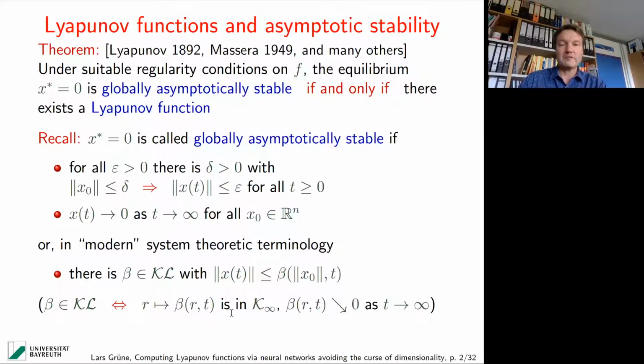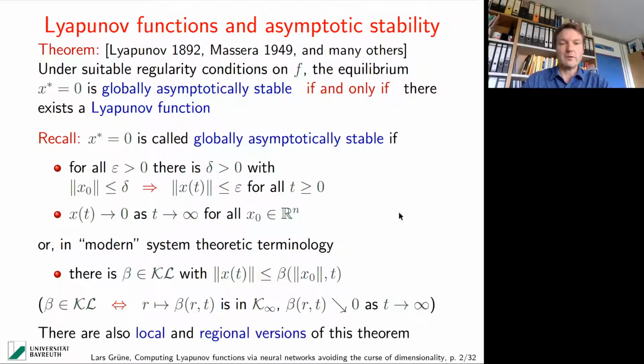And this K infinity property captures the stability part of the condition, and this convergence to zero captures the convergence part of the definition, right? And again, this is an equivalent way of writing it.